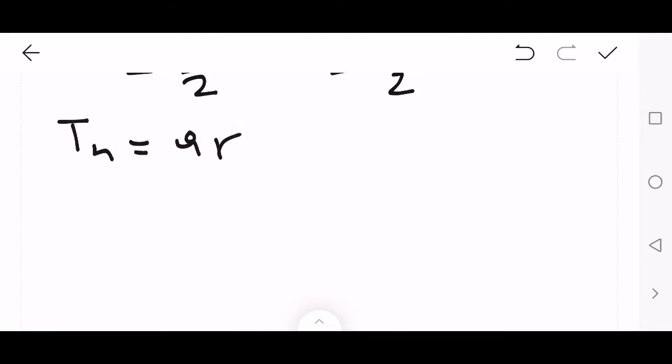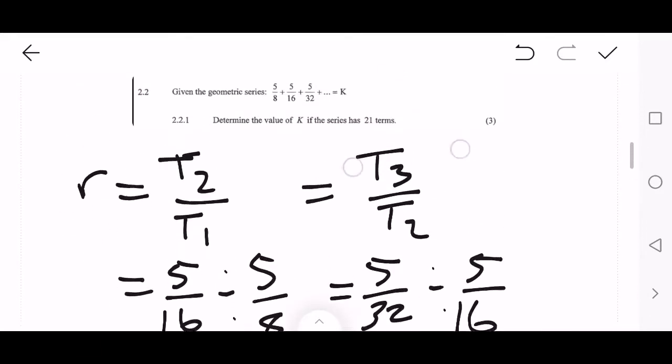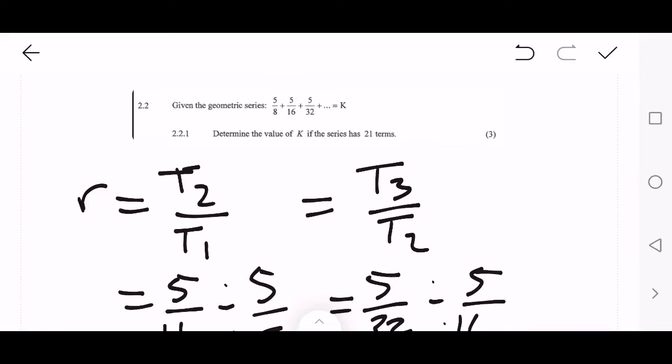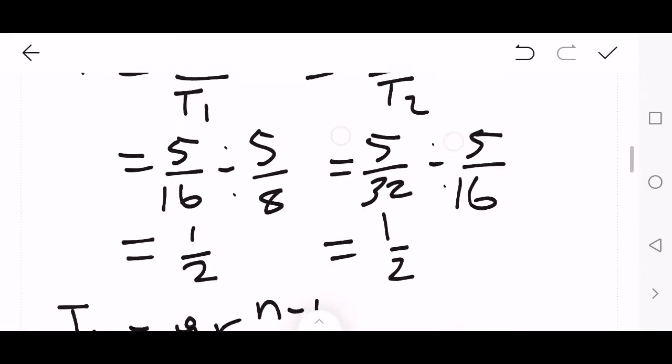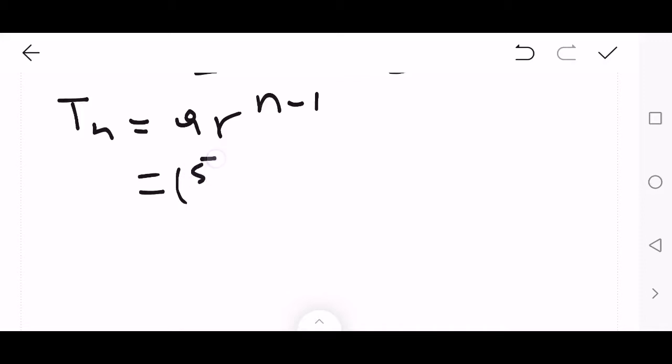So now let us determine the general formula. Tn equals a times r to the power n minus 1. So a, which is the first term, our first term is 5 over 8. We have 5 over 8 into r, our r is 1 over 2, to the power n minus 1.